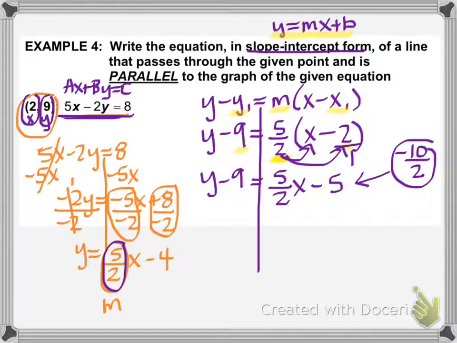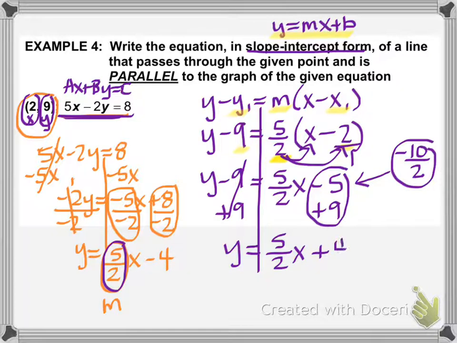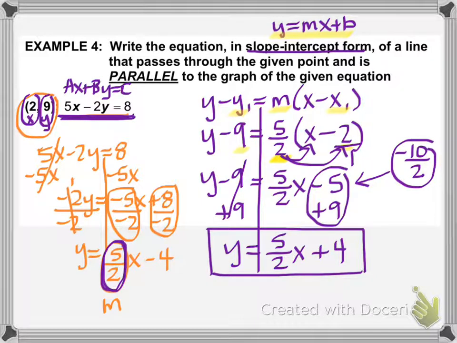Okay. Now we're going to move that minus 9 to the other side by adding it to both sides. And we'll combine it with the constant on the right side, which is the negative 5. So we've got 5/2 x, and then the negative 5 and the positive 9 combine to make a positive 4. So this is the equation in slope-intercept form of the line that is parallel to this given line, meaning it has the same slope of 5/2, and I can still see that in my equation, but it also goes through this point 2, 9.